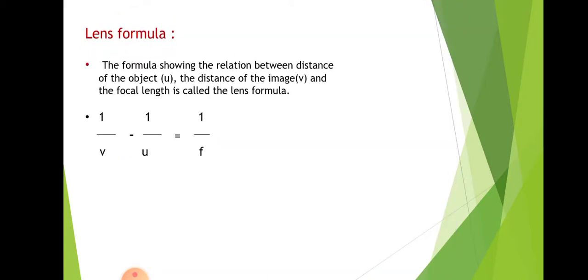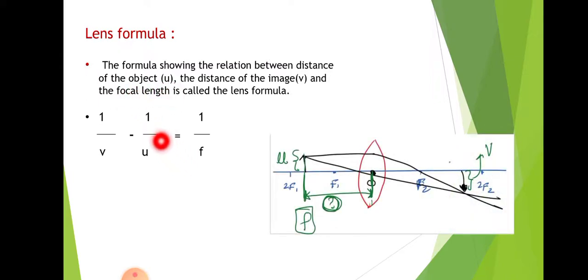Then what is the lens formula? The formula showing the relation between the distance of the object, that is u, the distance of the image, that is v, and the focal length is called the lens formula.